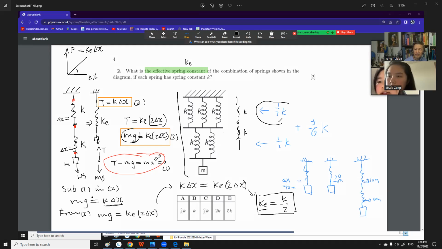But if you put the springs in parallel, the effective constant is doubled. The displacement is halved because they don't need to extend so much. They share the force. If you put the springs in series, everywhere the force is the same. All right, I can get it now.